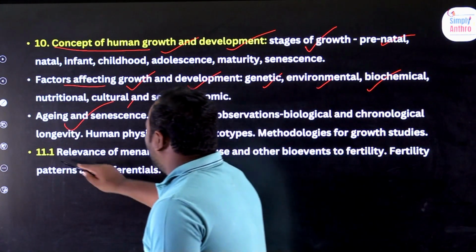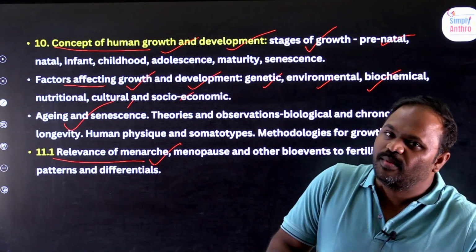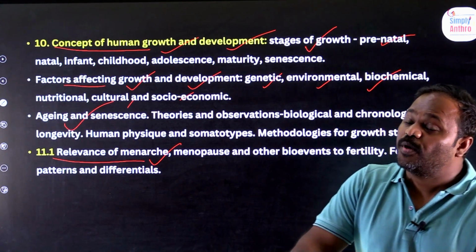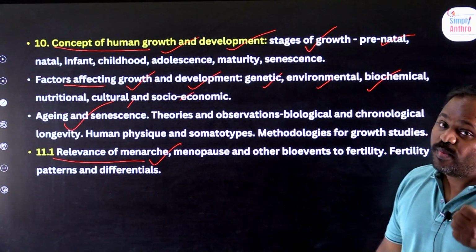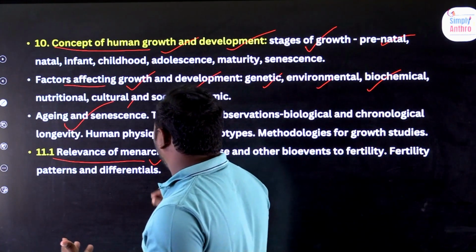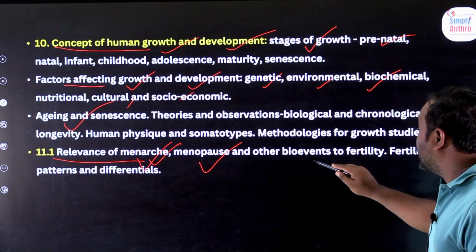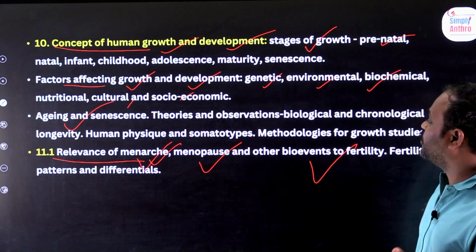Chapter 11 is the relevance of menarche. It's again biology. Relevance of menarche and menopause in case of women. When a woman's menstrual cycle starts, it's all about the menstrual cycle. What do you mean by menarche? What do you mean by menopause? What are the other bio events of fertility for women?